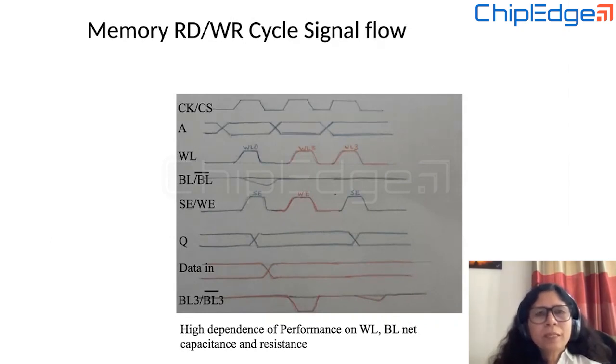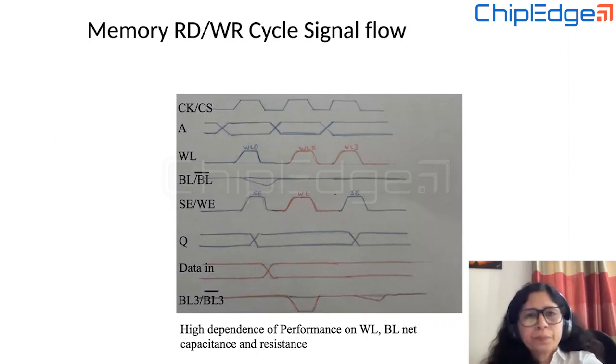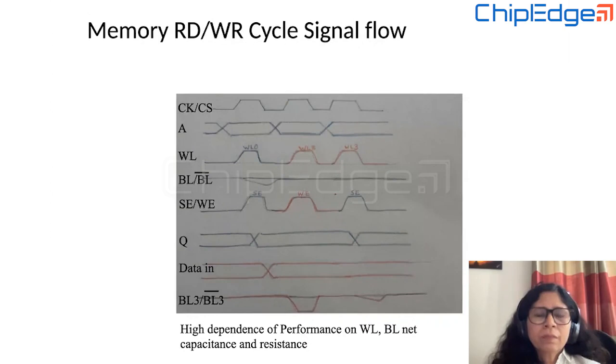Okay, so we select the memory using the clock or the chip select depending upon the overall SOC implementation. As I said, we will be having addresses, and the address will decide which row or which column needs to be read or written. So corresponding to that particular address, there will be a word line which will be selected, and corresponding to that particular bit which is selected, the bit line of that bit.